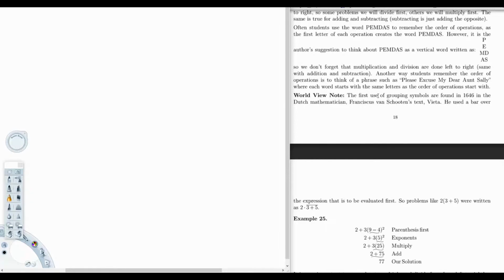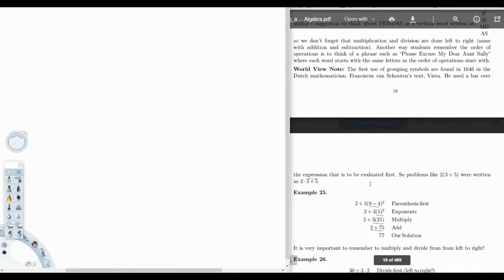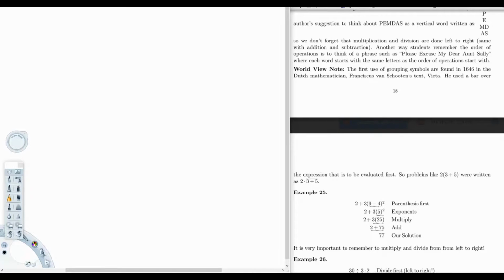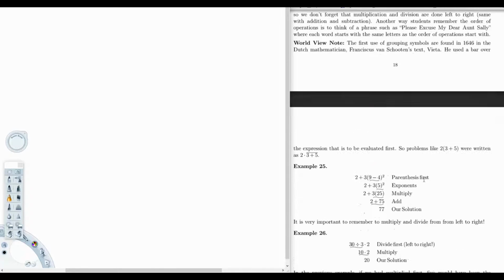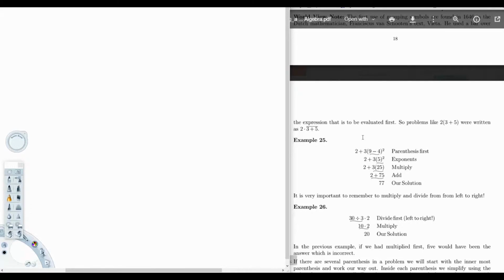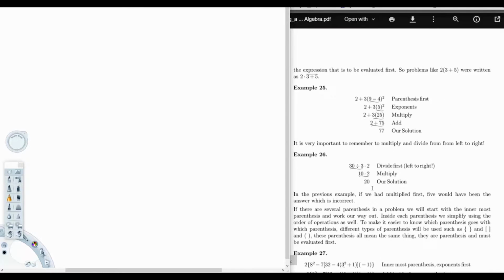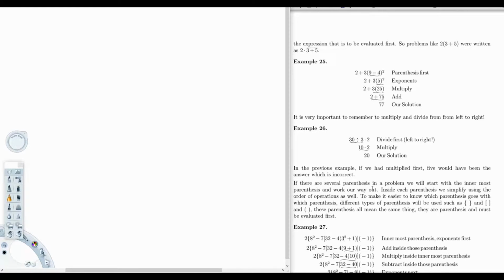Interesting to note that the first use of grouping symbols was found in 1646 by a Dutch mathematician. He used a bar over the expression that is to be evaluated first. I always like it when we find out when the math first started, because it reminds me of how insignificant I am in terms of the learning process. Like the Pythagorean theorem was invented almost before Jesus, so it's kind of funny.